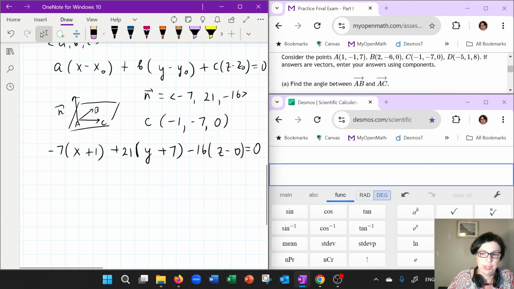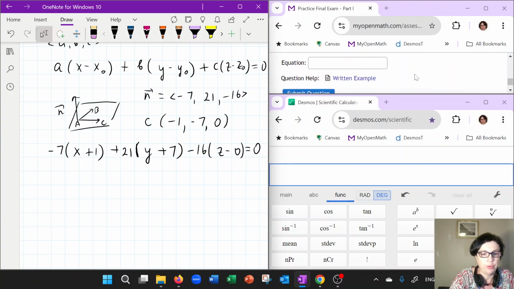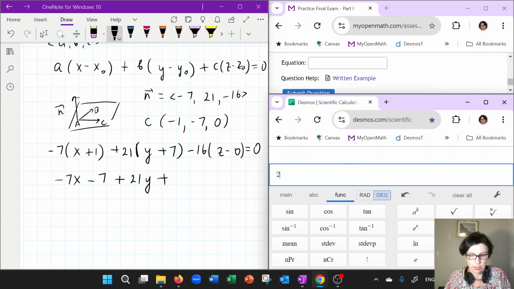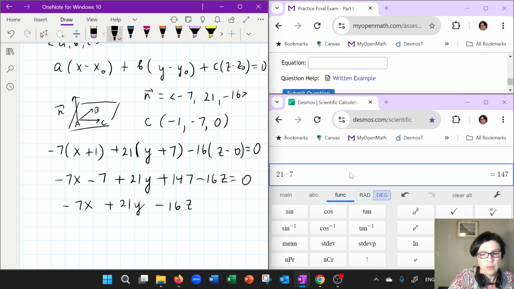Now, you do have to simplify. So if you don't simplify, you're not going to get full credit. So you have to distribute everything. This should be -7x minus 7 plus 21y plus, well, what is 21 times 7? So that's 147 minus 16z equals 0. The final answer will be -7x plus 21y minus 16z, and then 147 subtract 7, that's just 140. So it looks to me like that's the equation.